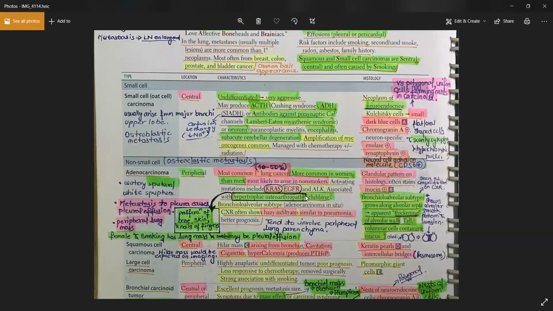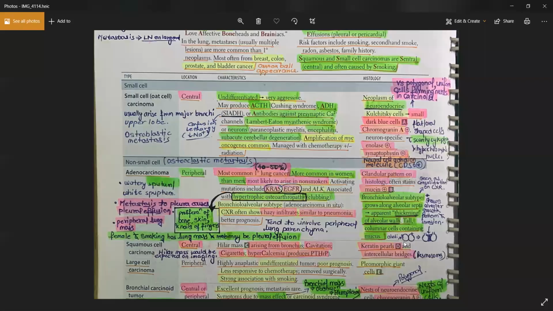Now you will also have a subtype of this cancer that grows in between the 2 alveolar walls. You have one alveoli, you have a second alveoli. This tumor can invade in between the walls of these 2 alveoli, and you will call it a bronchoalveolar subtype. This bronchoalveolar subtype will grow along the alveolar septa. It won't have any invasion in the alveoli. Please remember, it won't have any invasion in the alveoli. It will remain only in the interstitial space between the 2 alveoli.